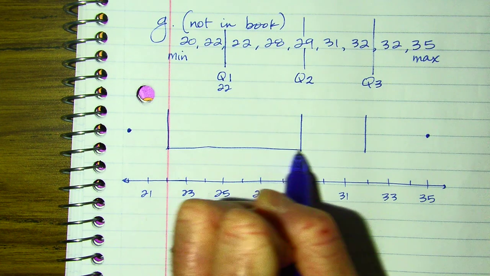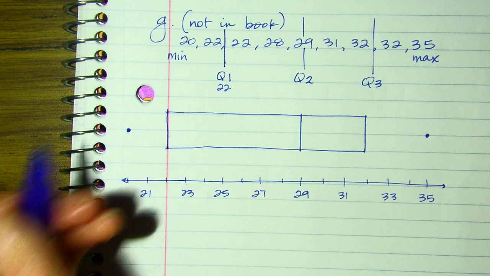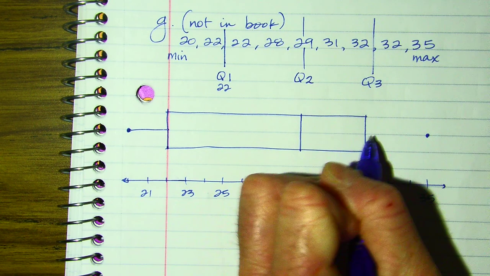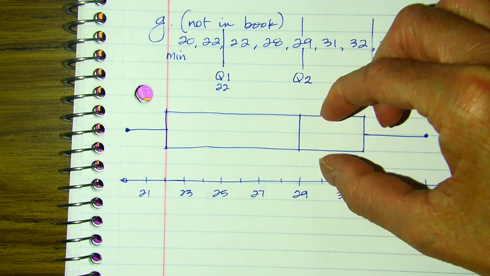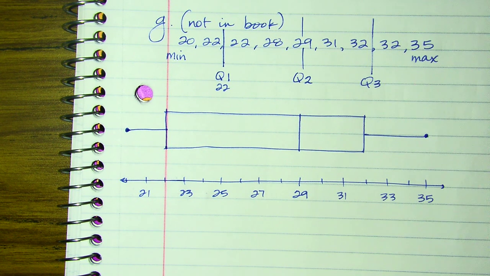Then I'm going to connect these. I have a really big box, but that's because I put my numbers so spread out. And then whisker to box. Notice my box is always 2 rows, and then that way this one's right in the middle. Okay? So that is lesson 25.